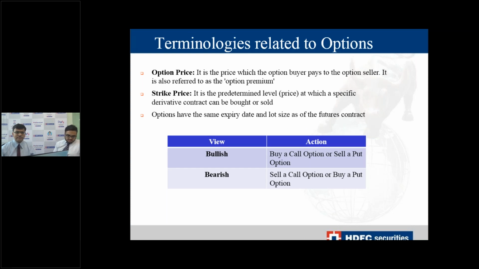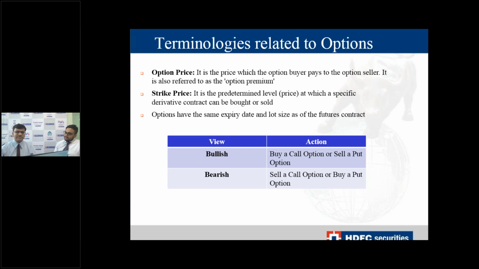Now, what are the various terms that are used in the options market? The first one is the option price. This is basically the price which the option buyer pays to the option seller to buy the option. It's also referred to as option premium. Then we have a concept known as strike price. This is the predetermined level at which a specific contract can be bought or sold.